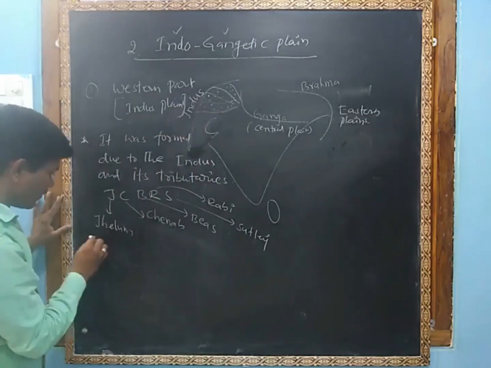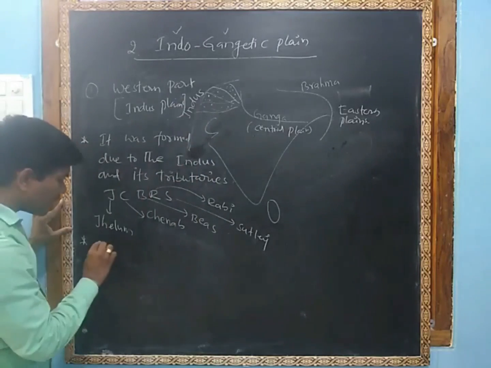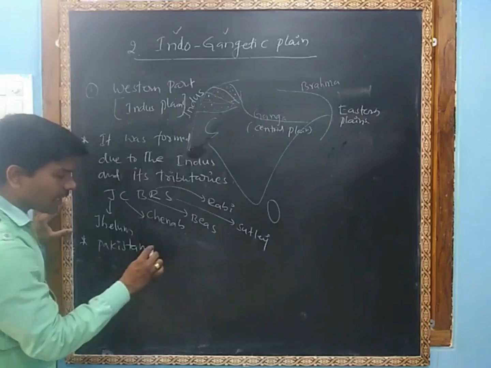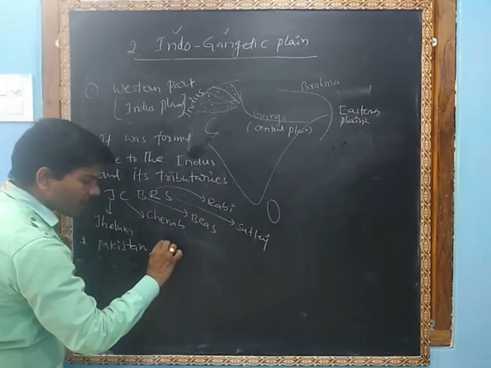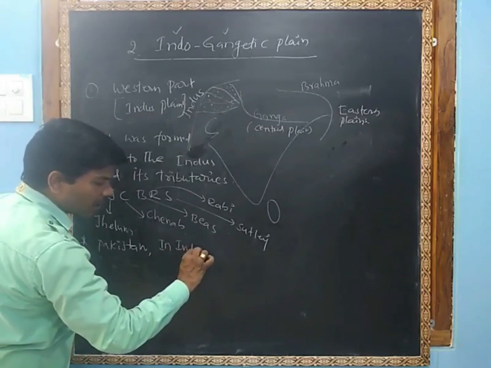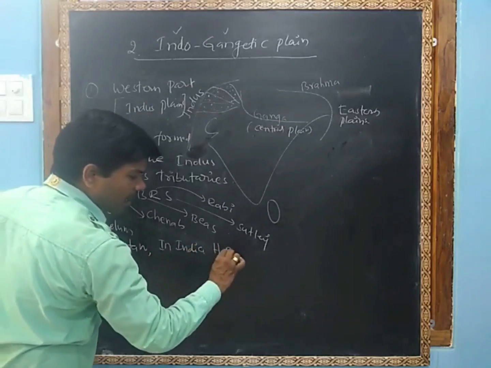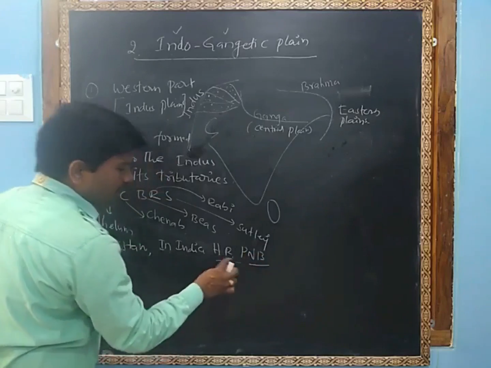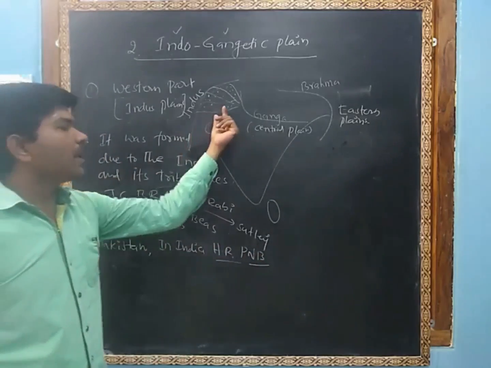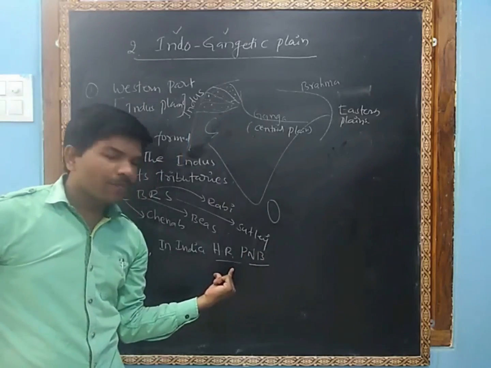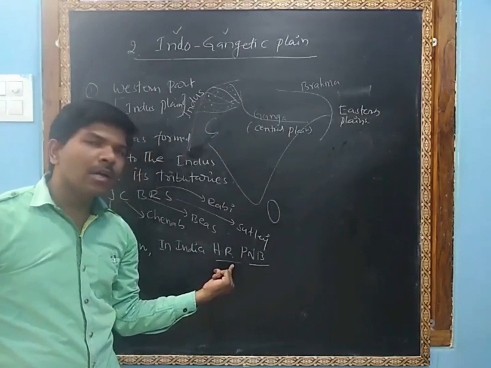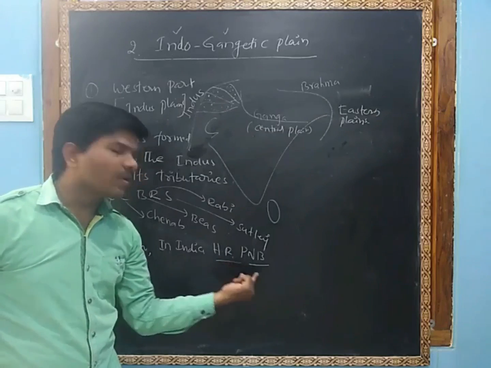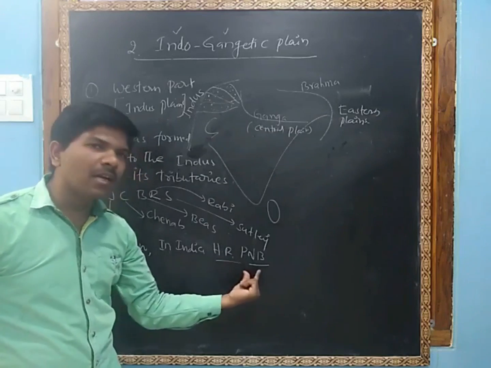Most of this part is located in Pakistan, very little in India. In India, it is in Haryana and Punjab. So they may ask in which part of India the Western Plains are located. The Western Plains are located in a small part of India, especially Haryana and Punjab. I repeat, Haryana and Punjab.